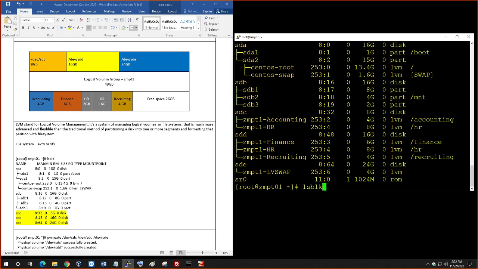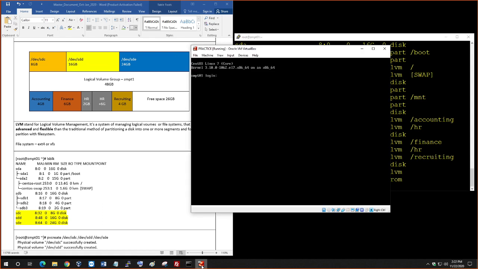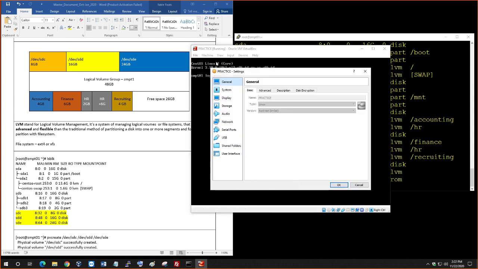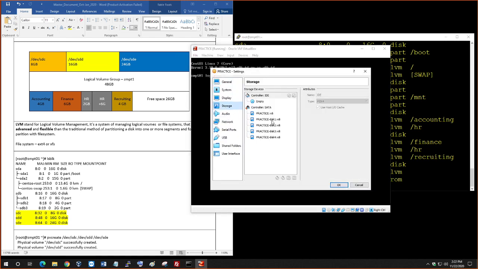lsblk. SDE, right? So SDF should be in here. I'm going to settings, storage. A, B, C, D, E. SDE, right?